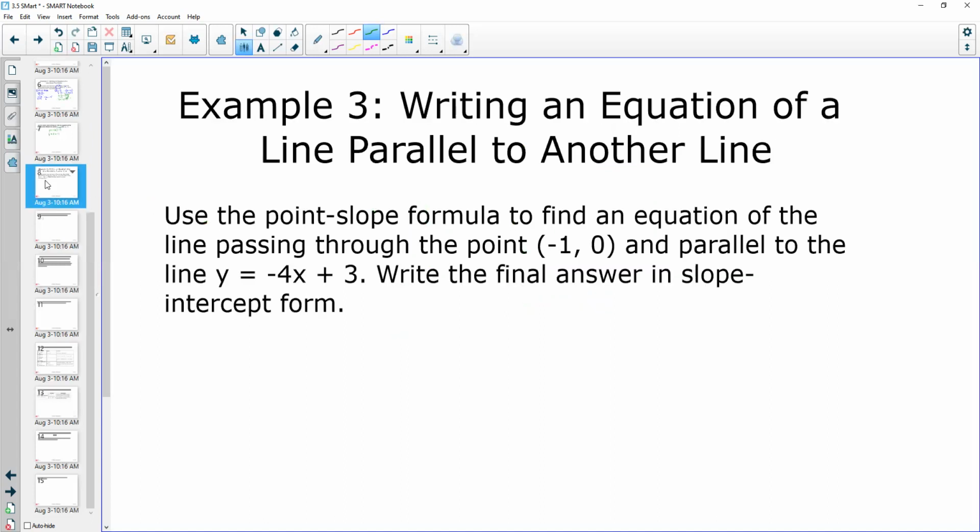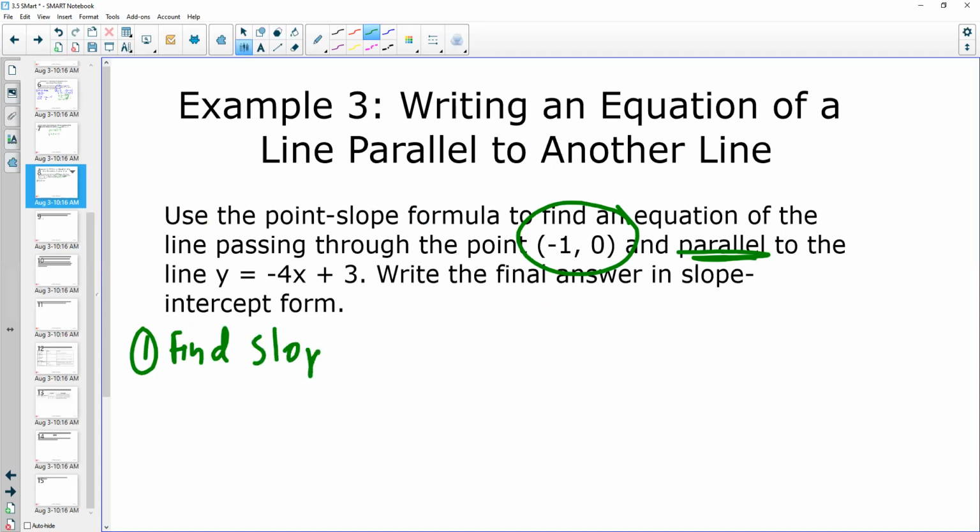All right. So this is a little different. We're going to use the point slope formula to find an equation of a line passing through the point negative 1, 0, and parallel to the line y equals negative 4x plus 3. Write the final answer in slope-intercept form. So now here's the thing. What do we know? We aren't given a slope, so do we not know the slope? We find the slope as our first question, right?